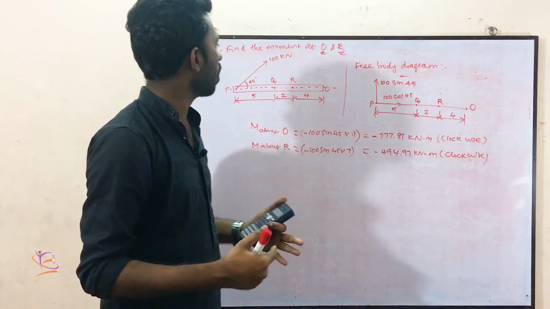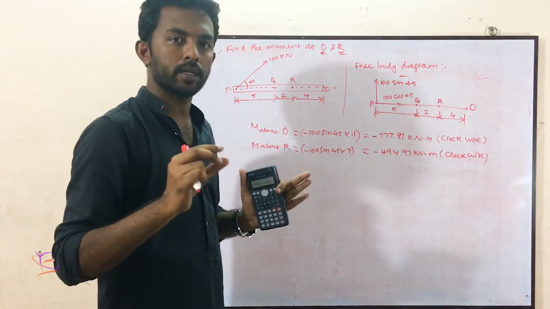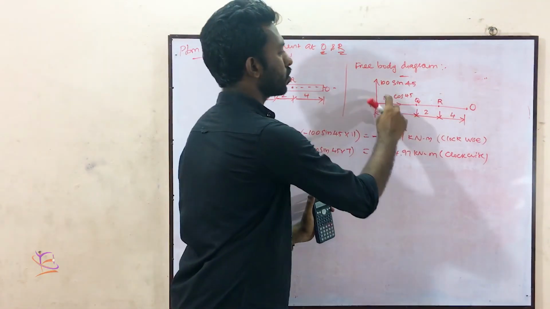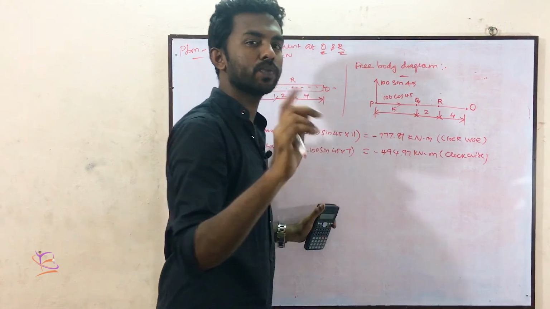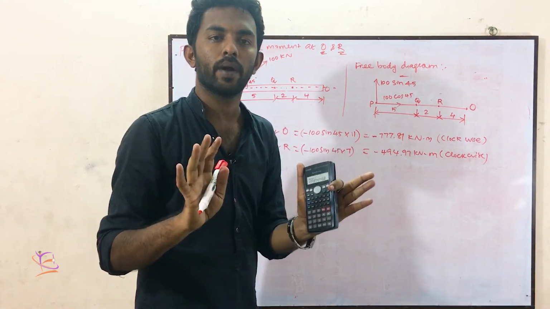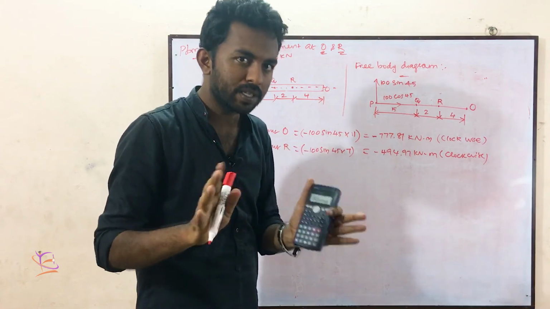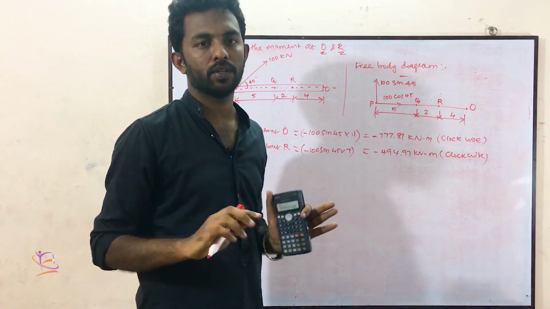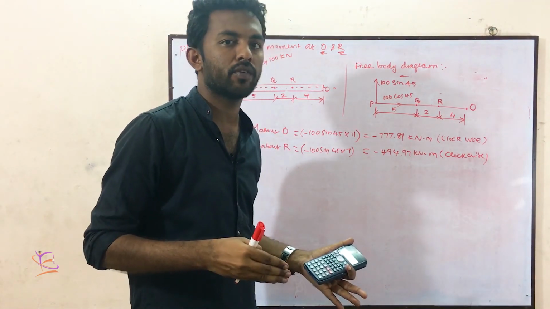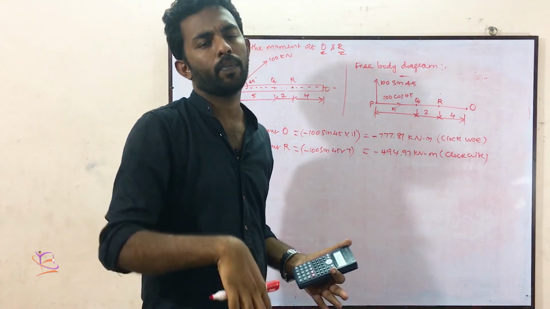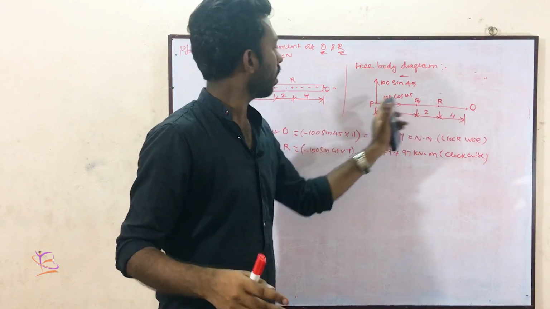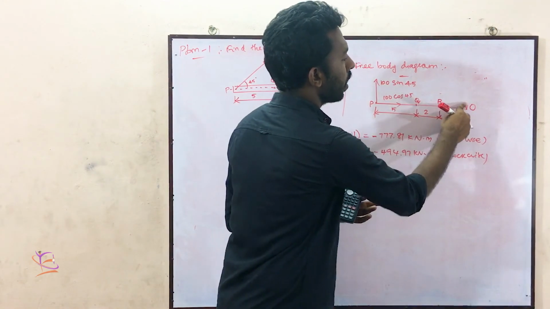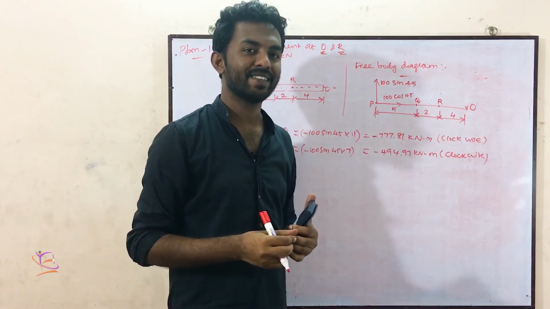We are going to see problems where a number of forces are acting, but the very basic thing you should know is force into perpendicular distance. If it is a vertical force, take the horizontal distance. If it is a horizontal force, take the vertical distance. If the force is passing through the point, the perpendicular distance will be 0, so you do not consider it for calculating the moment about that point. No need to calculate. Likewise, you have to do all the problems. Okay, thank you.